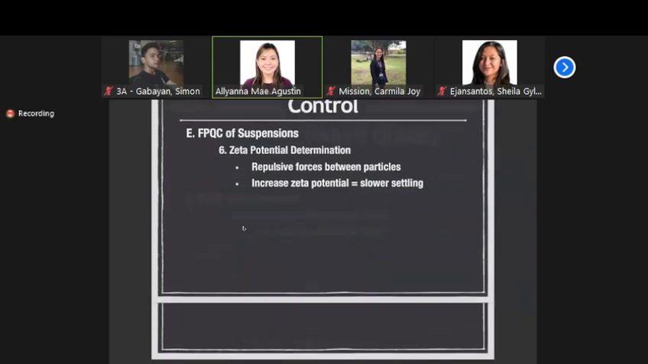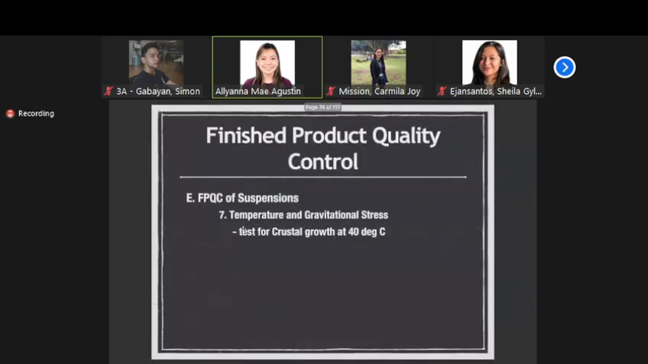Okay. And we have your temperature and gravitational test or stress test. This one is for the shelf life, to determine the stability of your suspension. So, you expose the suspension to high temperature and high gravity to see whether it will cake or crack at high temperature.